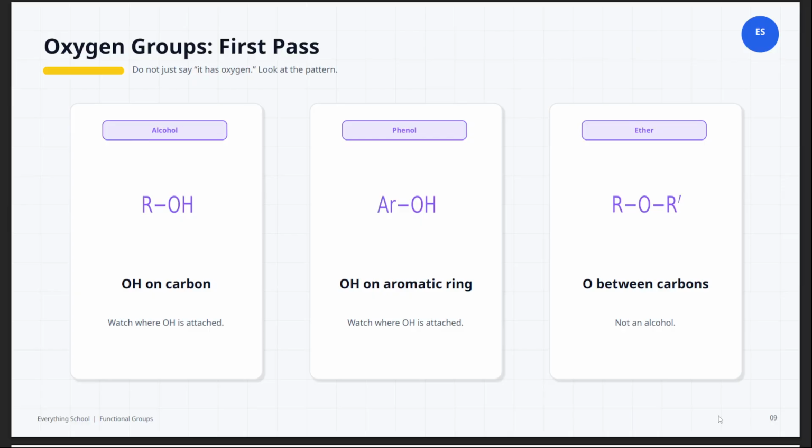An ether has oxygen between two carbon groups, so alcohol is carbon attached to oxygen-hydrogen. Phenol is aromatic ring attached to oxygen-hydrogen. Ether is carbon group, oxygen, carbon group. The fastest way to avoid mistakes is to look at what the oxygen is connected to on both sides.